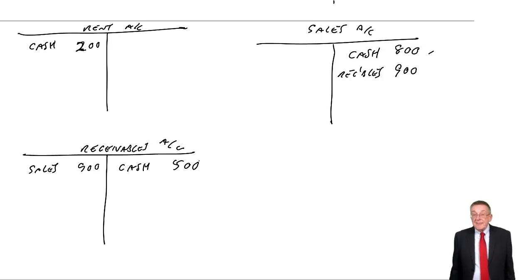And again, beautiful. She owed us 900 on the debit side. She's paid us 500 on the credit side. How much does she still owe us? Well, the difference between the two.